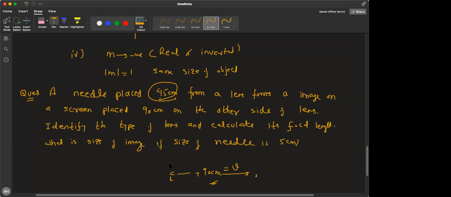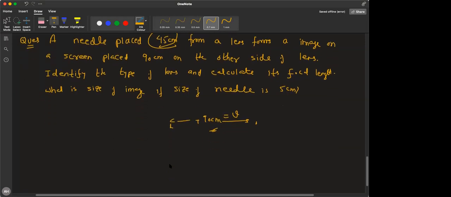Good, Ahmed. Very good. Right answer. Good, Sania. Correct answer. So focal length comes out to be positive. That means your lens is convex lens, right? If it is positive, then the lens is convex.